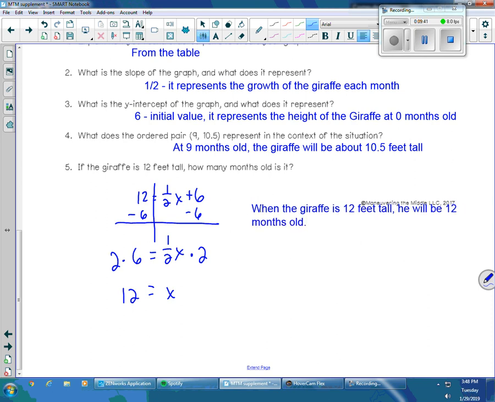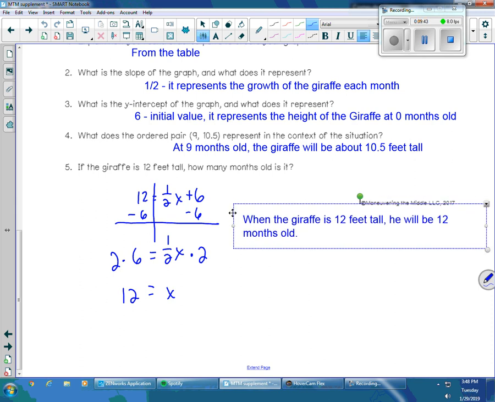Okay. If this isn't exactly making sense to you, it's probably because you're a little bit weak on the properties of equality. And when you're dividing by a fraction, you're actually multiplying by the reciprocal. So those are skills that perhaps are a little bit weak. And I will explain it more in class tomorrow. Let's move on to the next example.